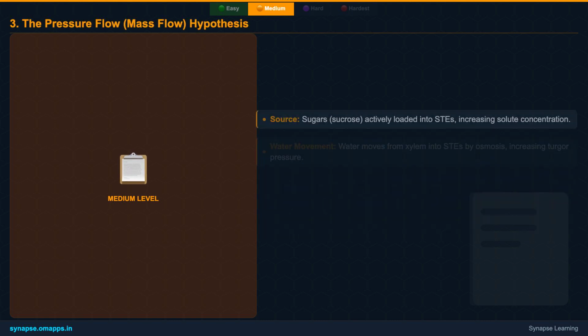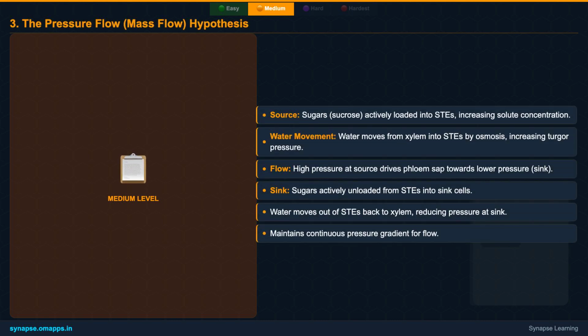The most widely accepted explanation for how phloem transport works is the pressure flow hypothesis, also known as the mass flow hypothesis. It's quite ingenious. At the source, like a leaf, sugars are actively loaded into the sieve tubes. This increases the sugar concentration, drawing water from the adjacent xylem by osmosis. This influx of water builds up high turgor pressure.